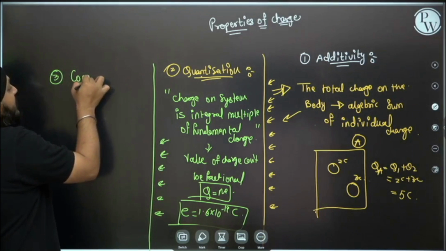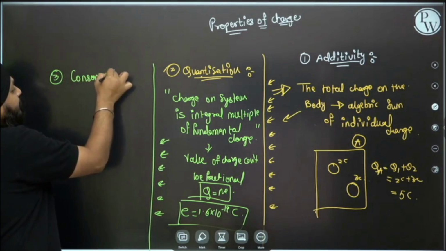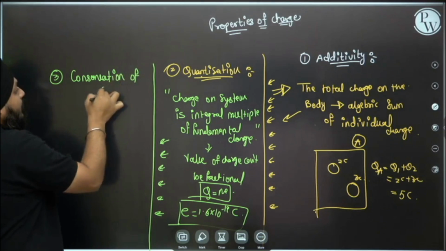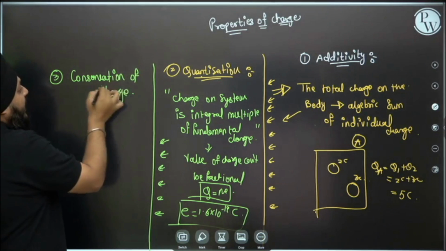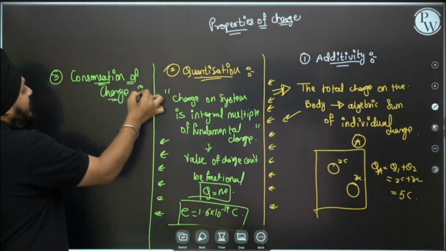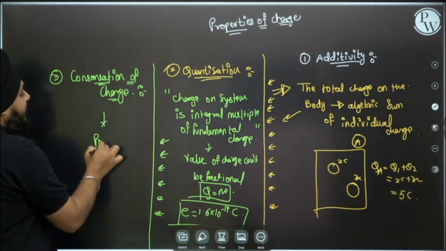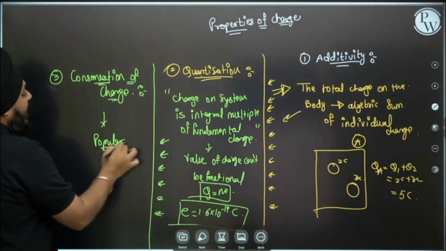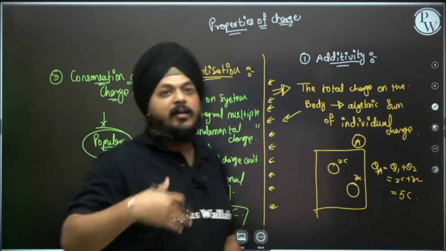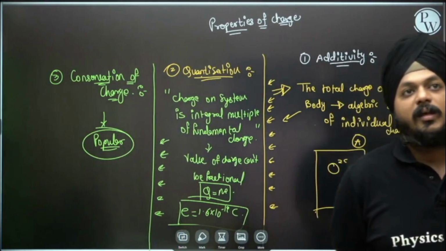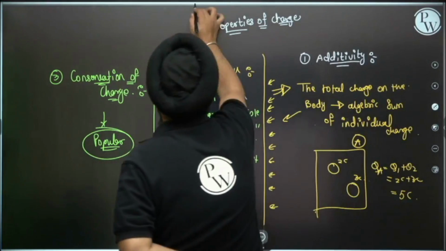Third, we are aware of conservation of charge. Right? This is a very popular statement. Charge can't be created, can't be destroyed, only it can be transferred from one point to another. Nor can it be transformed.